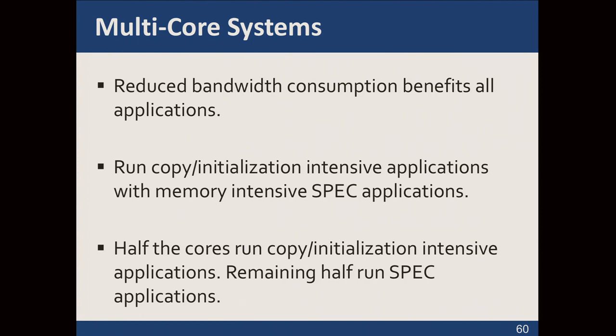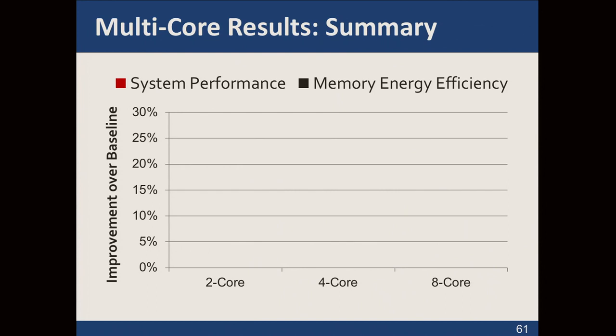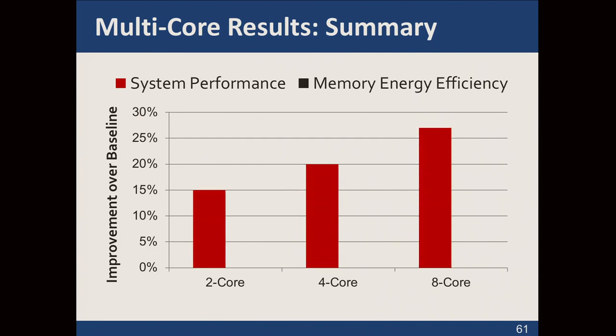Basically, half of the cores run copy and initialization intensive applications. The remaining half run SPEC applications that do not have copy and initialization. And the paper looks at the system performance improvement and memory energy efficiency improvement that you would get in different types of systems in simulation. There's more detail, of course. The workloads are described a little more in the paper. But as you can see over here, you get significant performance improvements in this scenario.